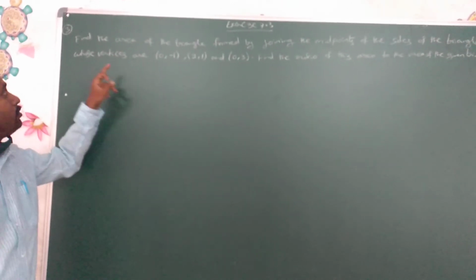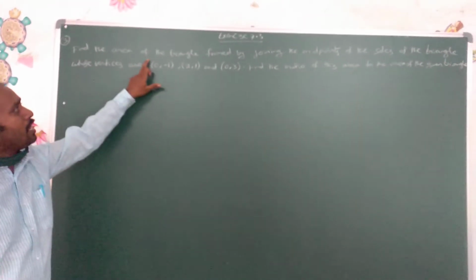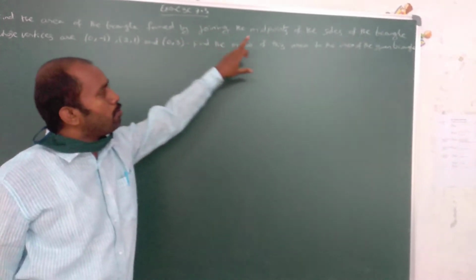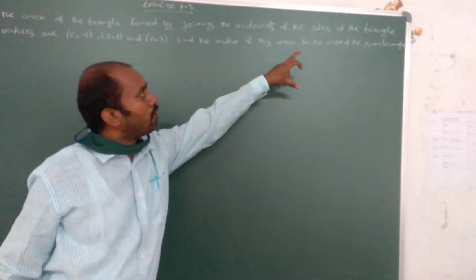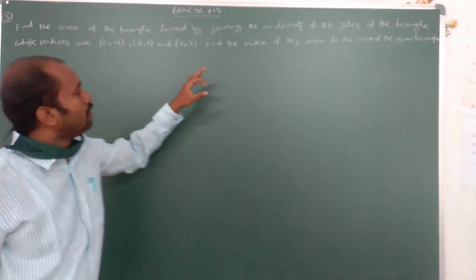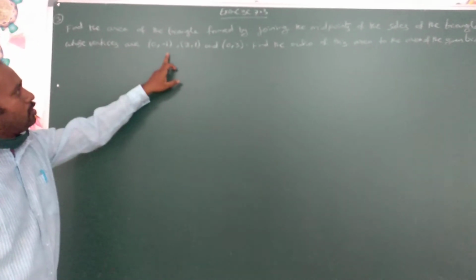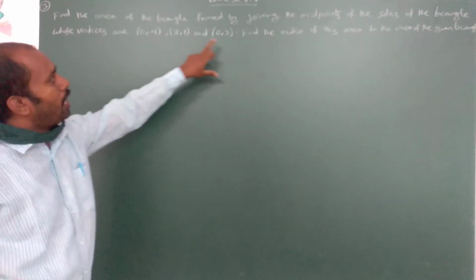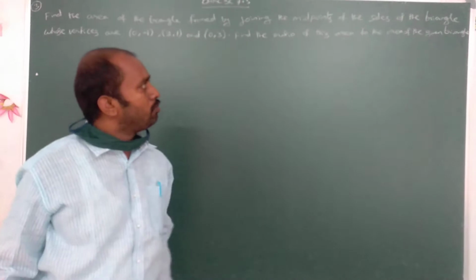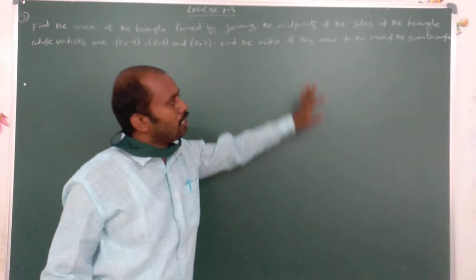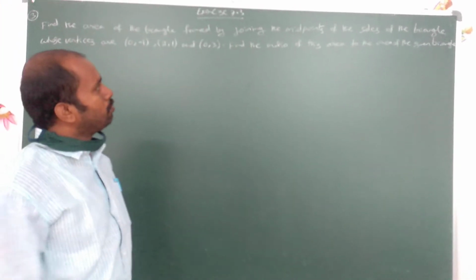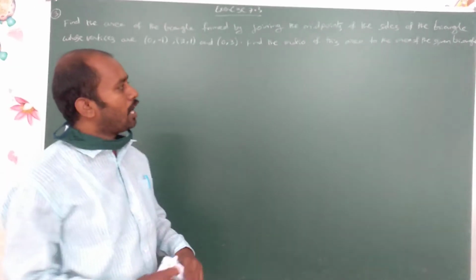Now the third problem. Find the area of the triangle formed by joining the midpoints of the sides of the triangle whose vertices are (0, -1), (2, 1) and (0, 3). Find the ratio of this area to the area of the given triangle. So the problem is mainly based on the area of the triangle.